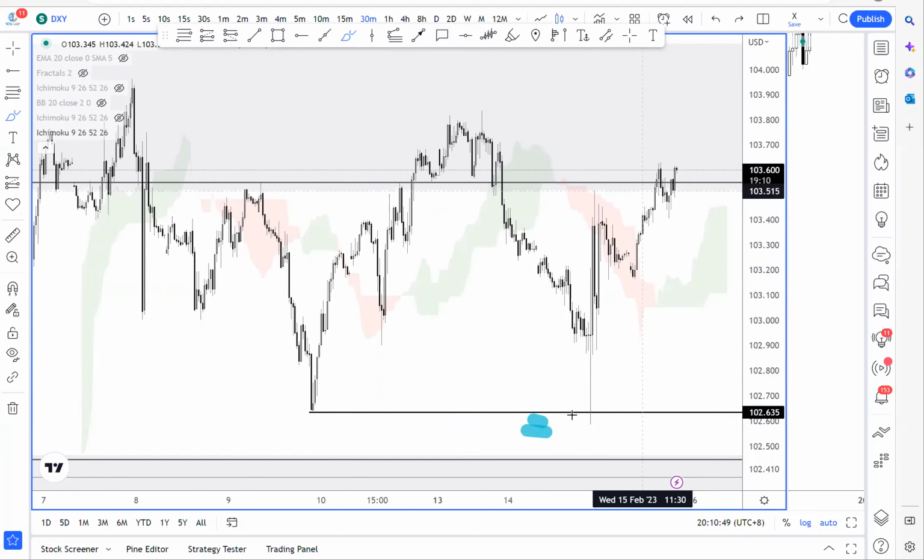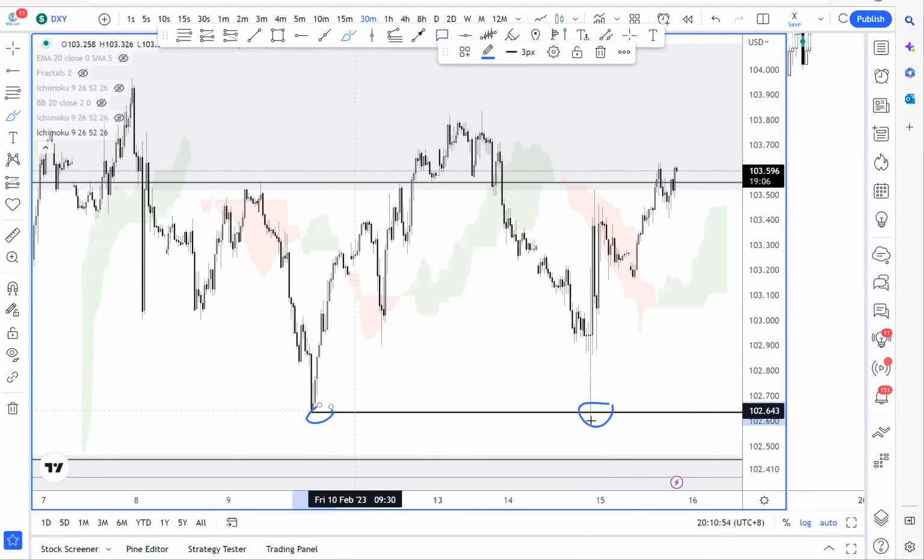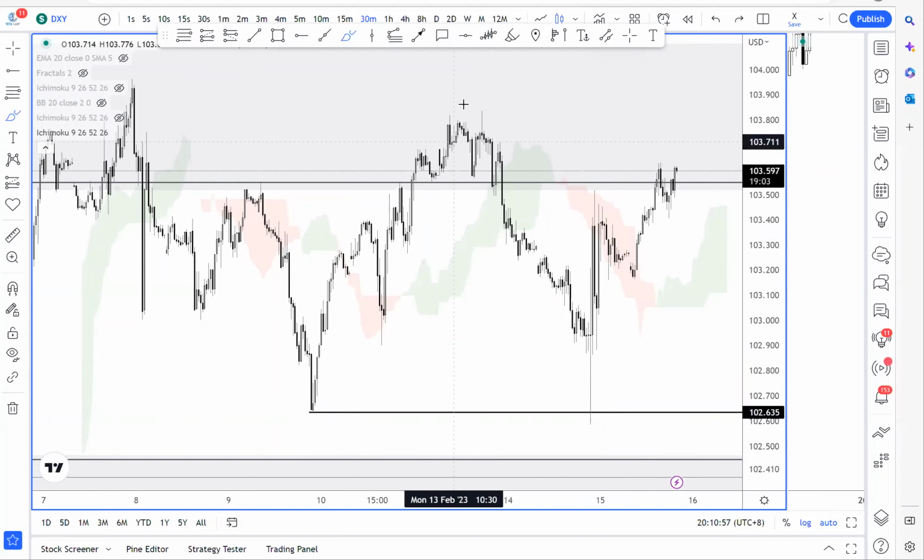When price breaks below this area but fails to break below the support, so it just wicks below the support area and continues much higher, what this tells you is that this high itself would be a potential target. The reason for that is because the high failed to break this low. So this high itself is a potential profit target.